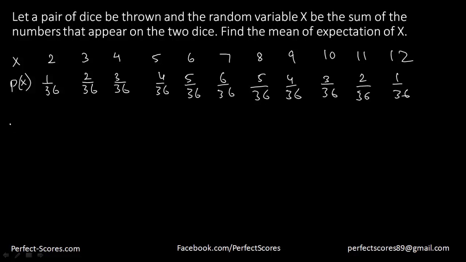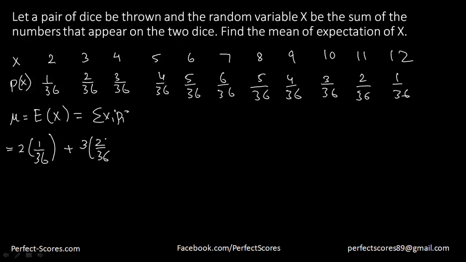Now if I have to find the mean, that would be the expected value of x, which will actually be equal to the summation of xi into pi. So that is going to be equal to 2 into 1 by 36 plus 3 into 2 by 36, plus 4 into 3 by 36 and so on, all the way till 12 into 1 by 36.